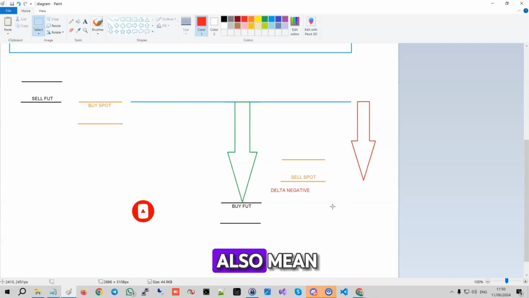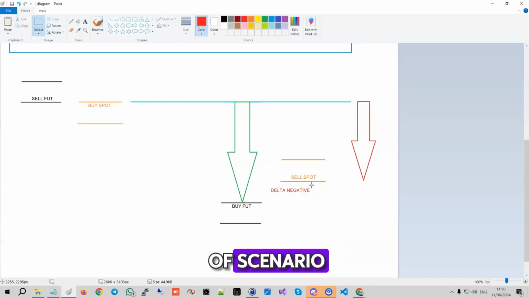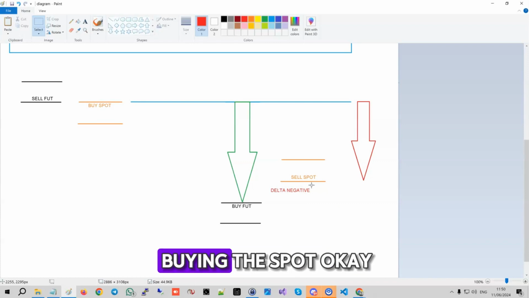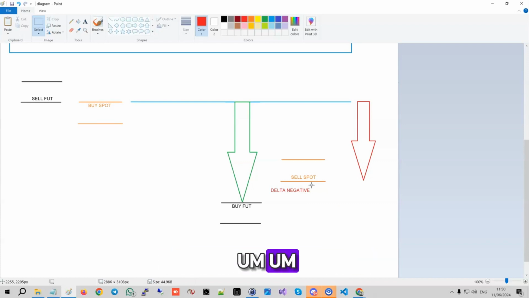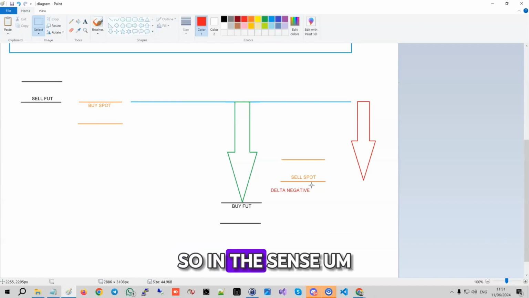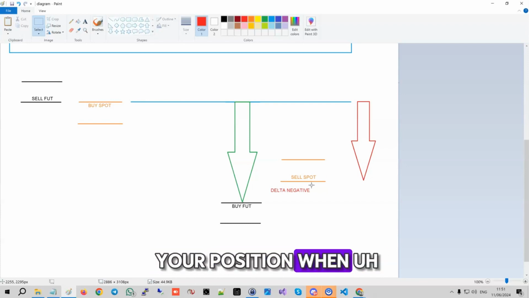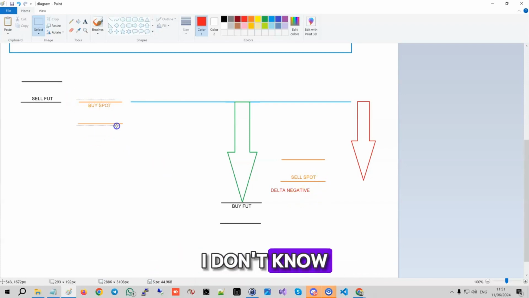So what does this also mean? So if you were expecting to trade this sort of scenario, so if you want the spot to lose less, so basically you are buying the spot, okay, and you want to hedge it using the futures contract. So in a sense, you're expecting to exit your position when the market goes down. Well, I don't know. Let's talk about that later.